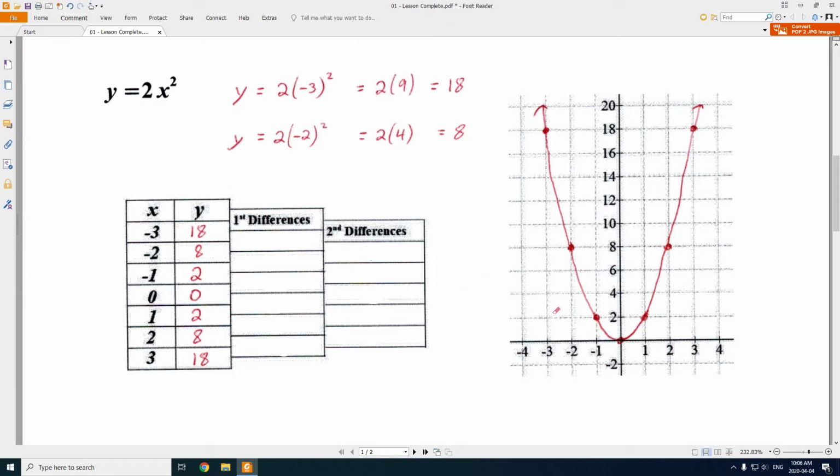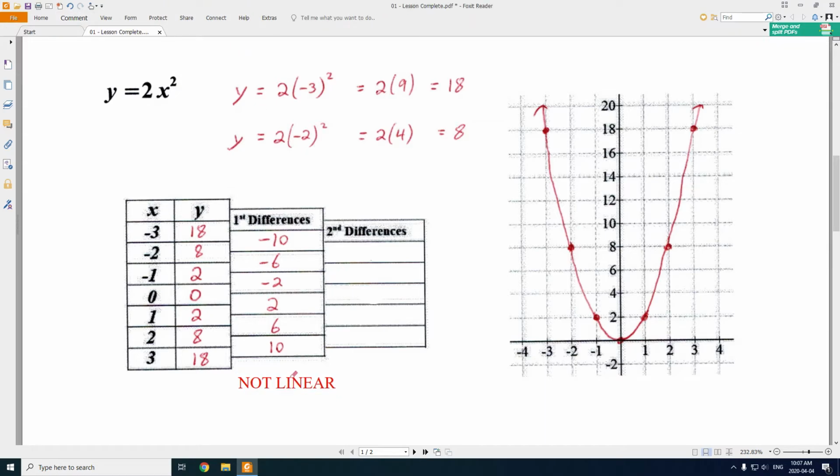Okay, let's say we didn't have the graph and we wanted to check if it was quadratic. All we had was this table of values. Well, we would use these first and second differences. Once again, to get your first and second differences, always subtract from the bottom upwards. So subtracting upwards, 18 minus 8, 10. 8 minus 2, 6. 2 minus 0. 0 minus 2. 2 minus 8. 8 minus 18. Once again, the first differences are all different numbers. In this case, what have I figured out here? It's not linear. That's all I know so far.